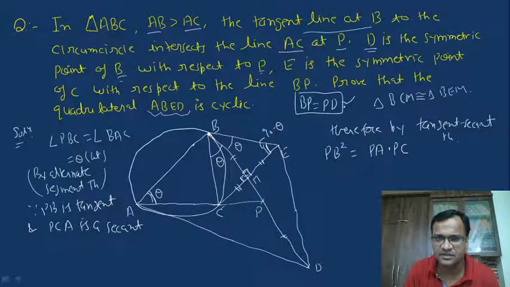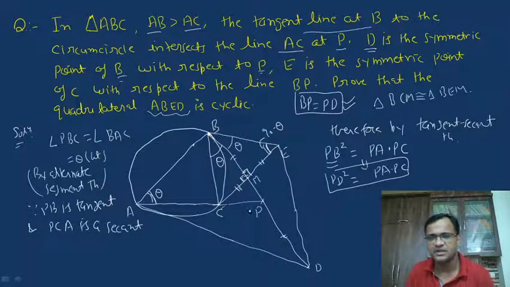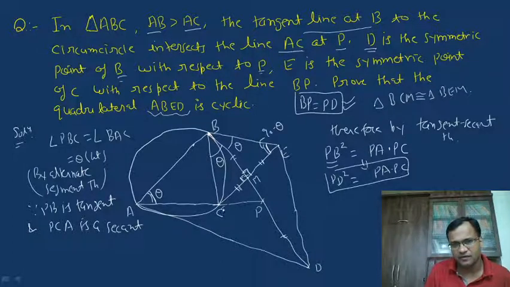But look at this condition. We have given that D is actually the symmetric point of B with respect to point P. That is, BP and PD are of equal length. Therefore, we can replace PB by PD also. Therefore, PD square equals to PA into PC. And if PD square equals to PA into PC, then we can say that PD becomes the tangent to the circumcircle of triangle PAD. Sorry.